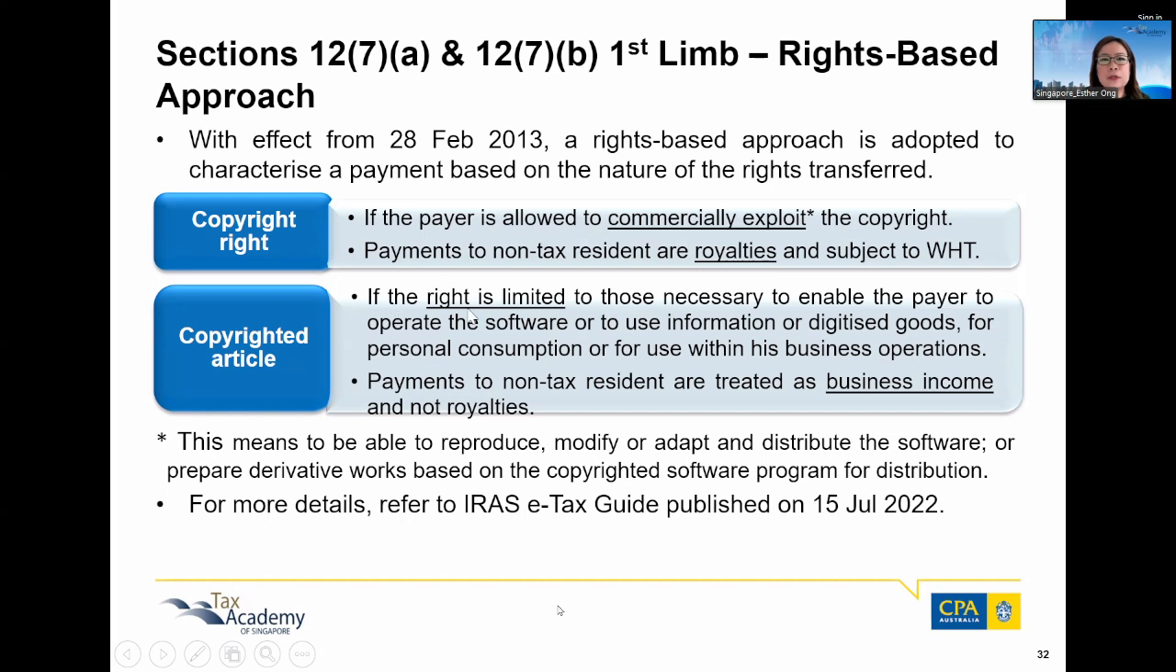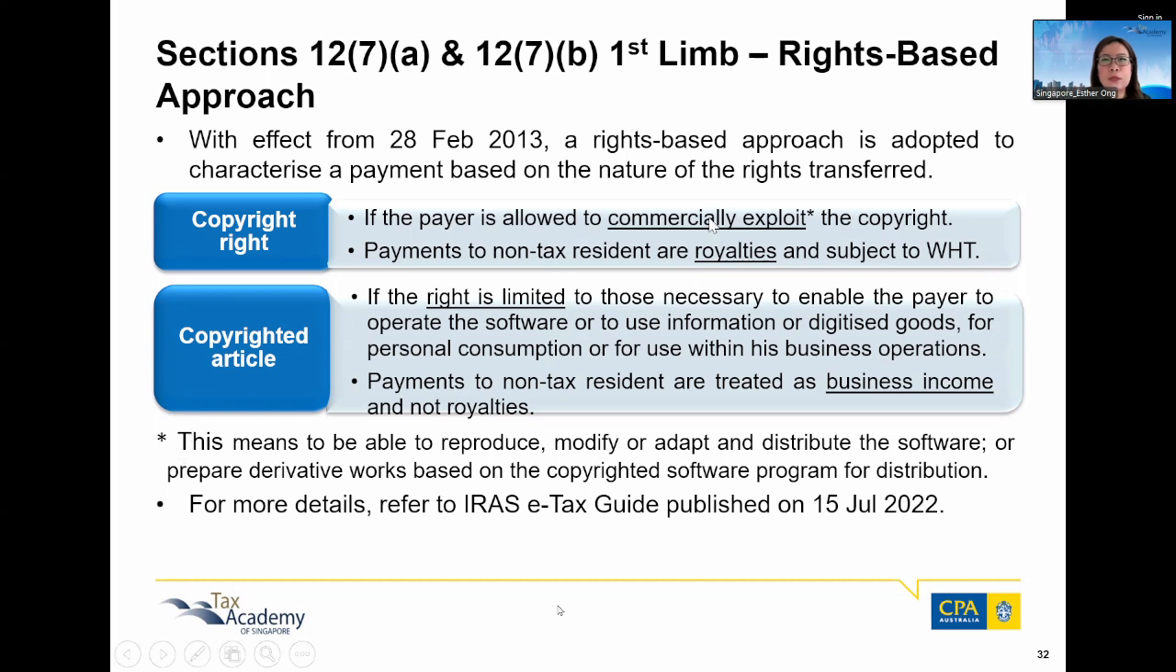However, if the right is limited to those necessary to enable the payer to operate the software or to use information or digitized goods for personal consumption or for use within his own business operations, then these are considered a copyrighted article and treated as business income and not subject to withholding tax. So these are not considered royalties.